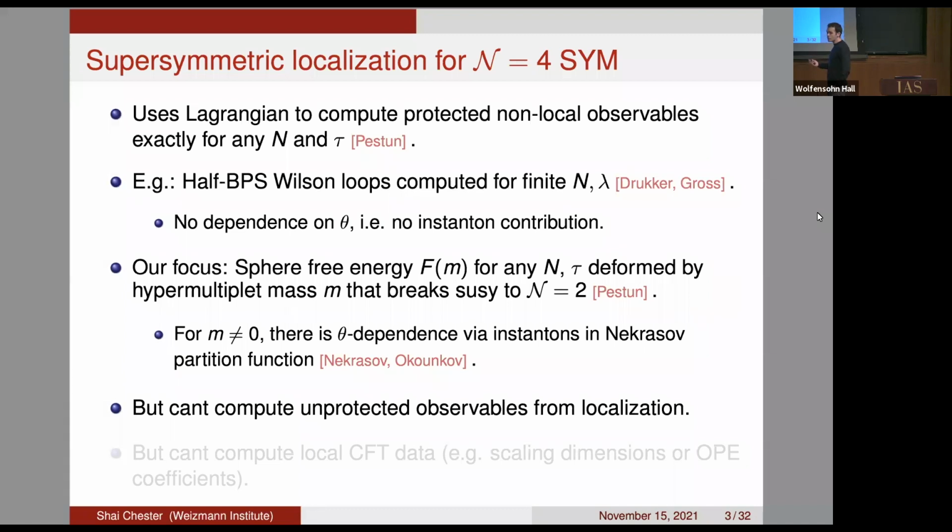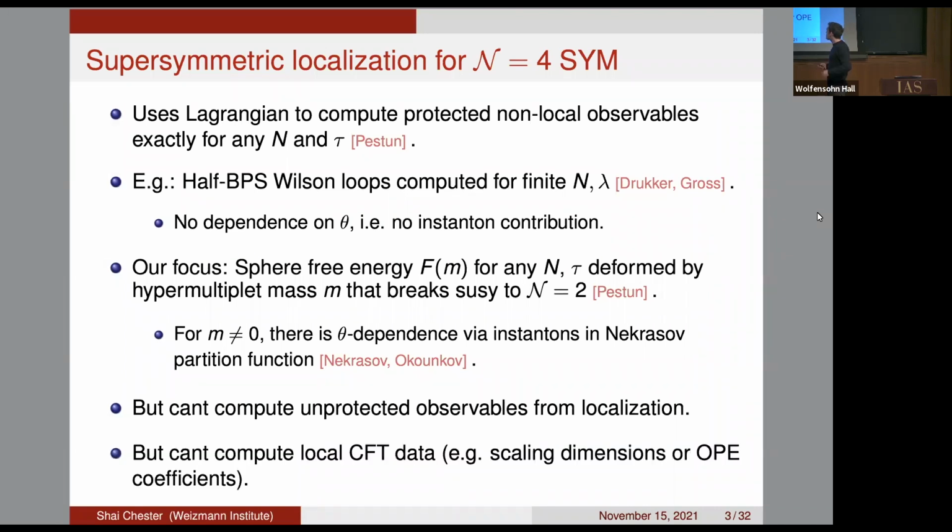A limitation, though, of supersymmetric localization is that you cannot compute unprotected observables. Another limitation is that you cannot directly compute local CFT data. So for instance, you cannot directly use localization to compute scaling dimensions or OPE coefficients. So you're limited to these protected non-local observables like sphere free energies and Wilson loops.